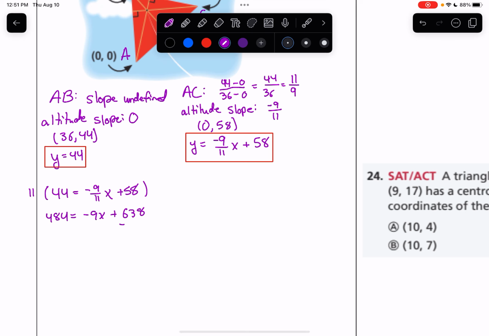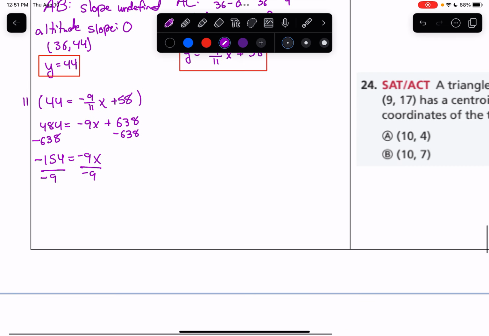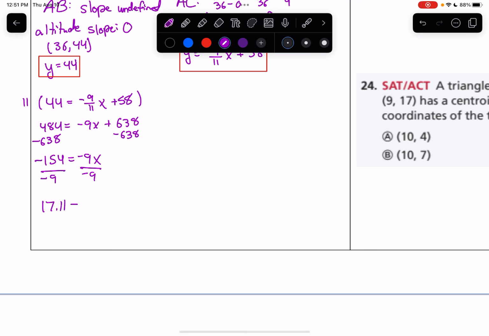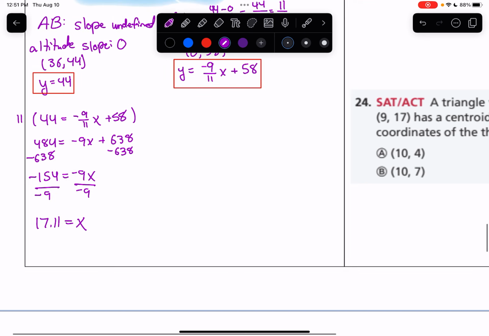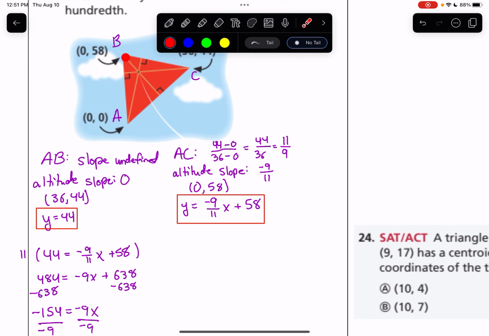So then I'll go ahead and subtract 638 from each side. And that's going to give me negative 154 equals negative 9x. Divide by negative 9. And I get 17.11 equals x. So 17.11 is the x coordinate of where my equations intersect. We'll go ahead and draw that, right? The x coordinate of the orthocenter.